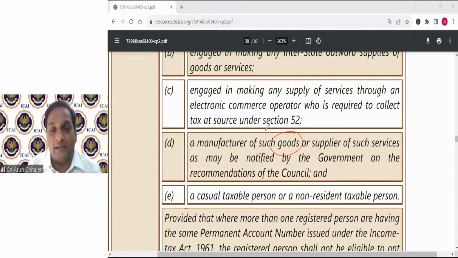ठीक है. I hope it is clear, Pooja. ठीक है ना? ठीक है बेटा.